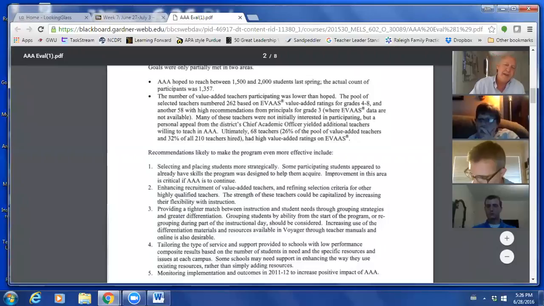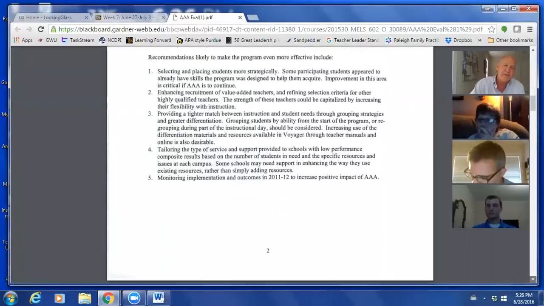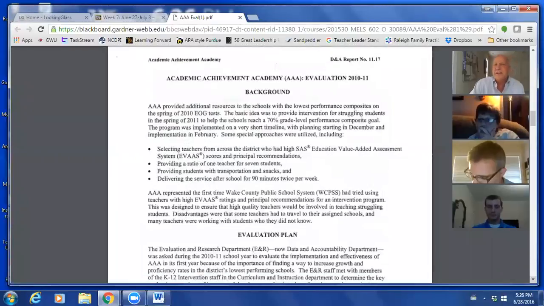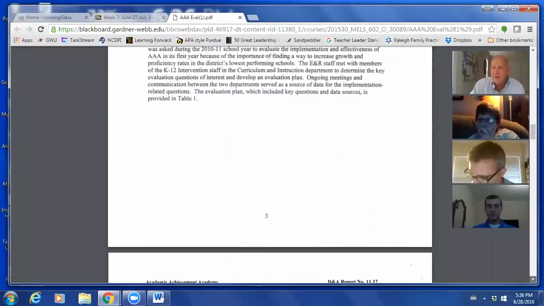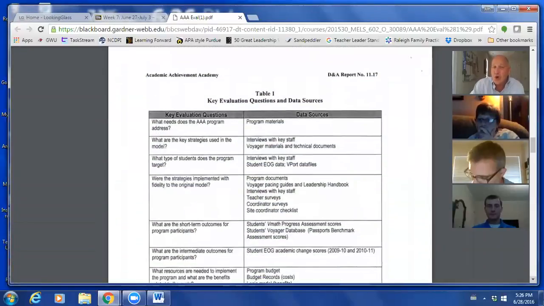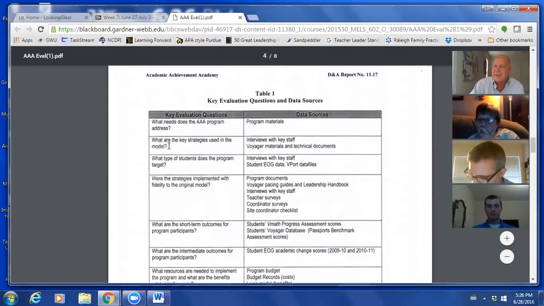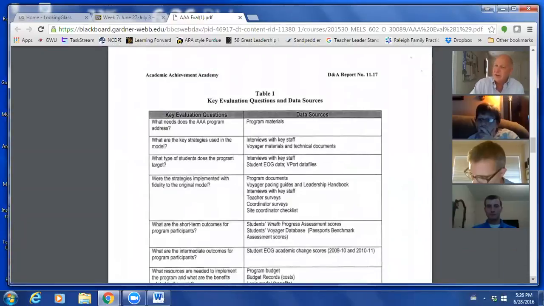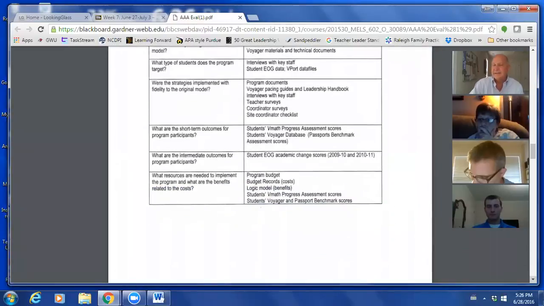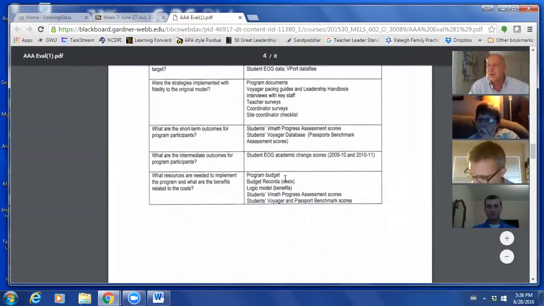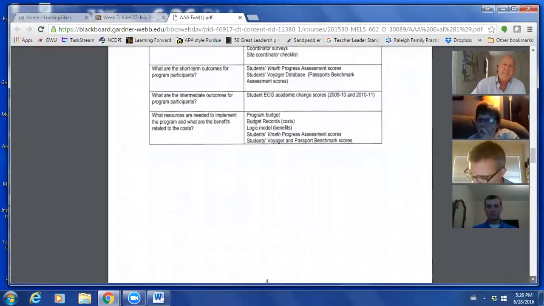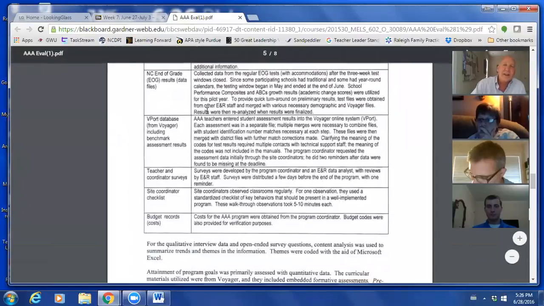So it's mixed methods research. There's numbers and words. They asked key questions and looked at the data sources that they're using. Same kinds of data sources that you're looking at to try to determine proficiency at your school, EOG changes. They're looking at the documents. They're interviewing folks, qualitative.